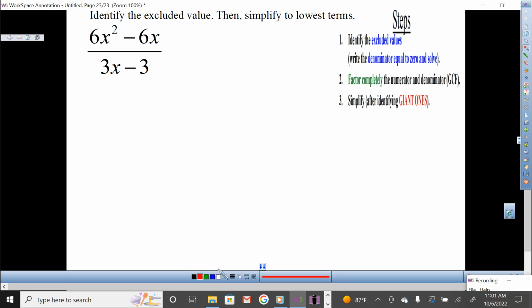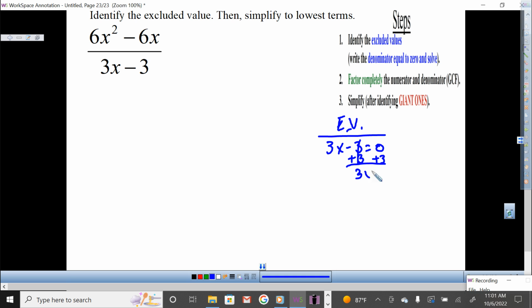All right, help me out, Christina. Excluded value, what do I do? 3x minus 3 equals 0, and then? Add 3, 3x equals 3, divide by 3, x equals 1. Our excluded value is 1. So far so good? Yes? All right, so we're done with excluded value.